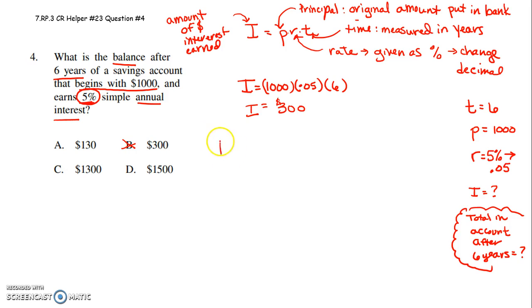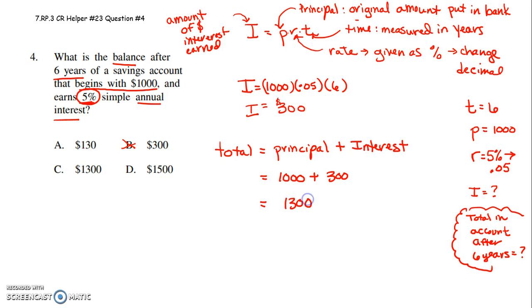So to find the total in your account, all you have to do is take your original principal, whatever you originally put in, then you have to add on how much interest you earned. So to find my total, my original principal was $1,000. I've earned $300 for letting them use my money for the last 6 years without taking any out, and I'm up to $1,300. There you have it. I hope that helps.